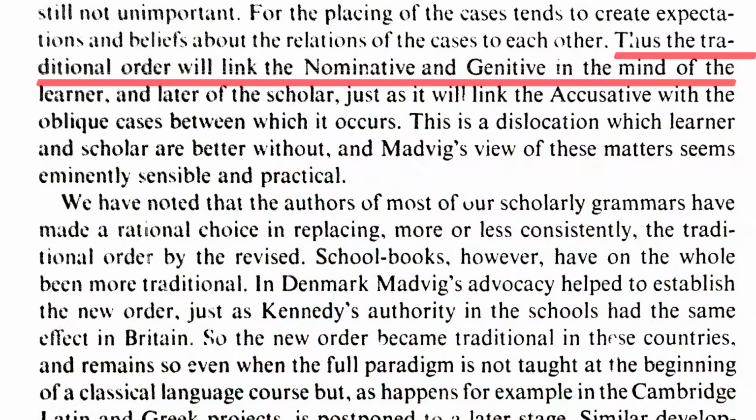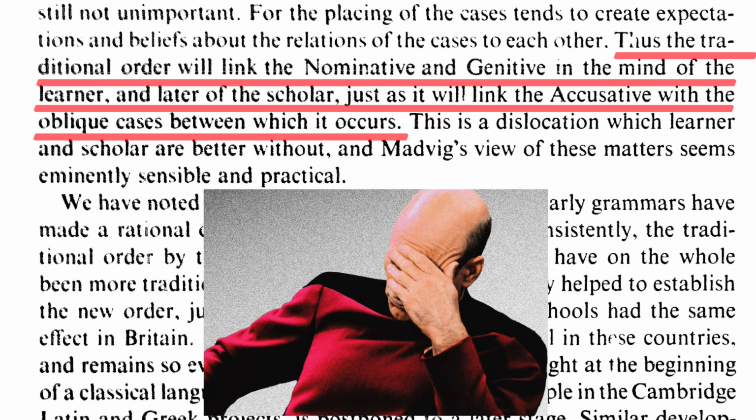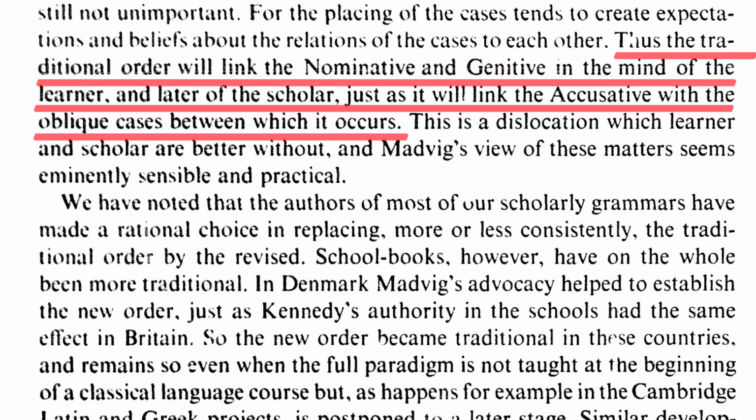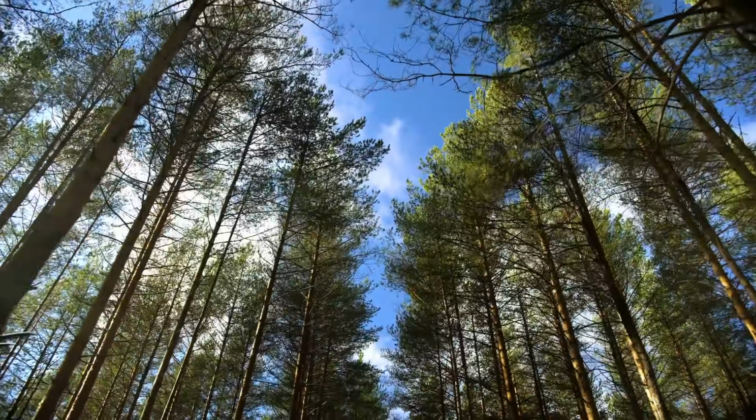This is the quote that stood out to me. "Thus, the traditional order will link the nominative and the genitive in the mind of the learner, and later the scholar, just as it will link the accusative with the oblique cases between which it occurs." This is utter nonsense. The affinity between nominative and accusative is plainly visible to anyone, whether they learn Latin with the traditional order or not, especially in the neuter, since the accusative there, being identical to the nominative, is the most universal rule in both Latin and Greek and all declensions and paradigms.